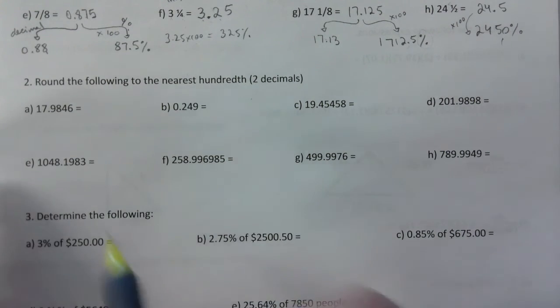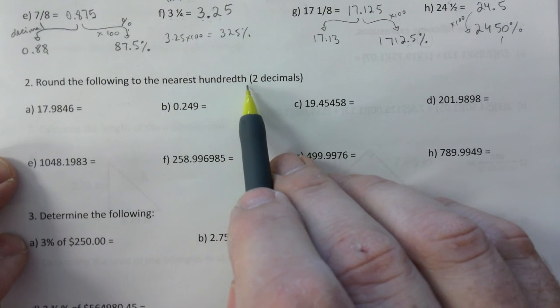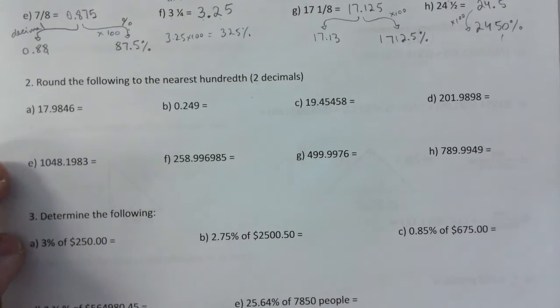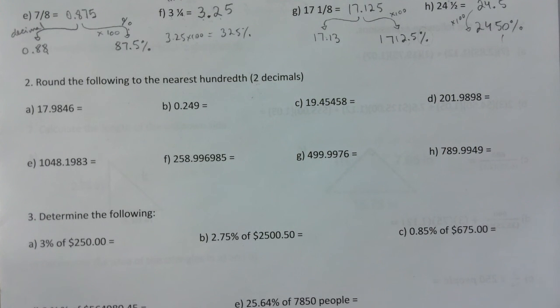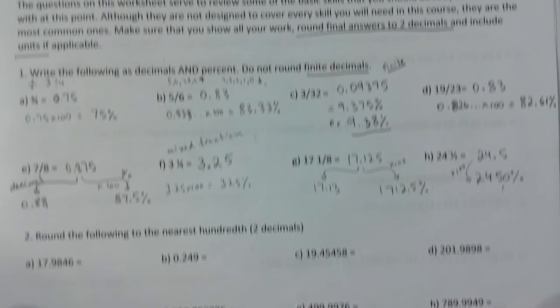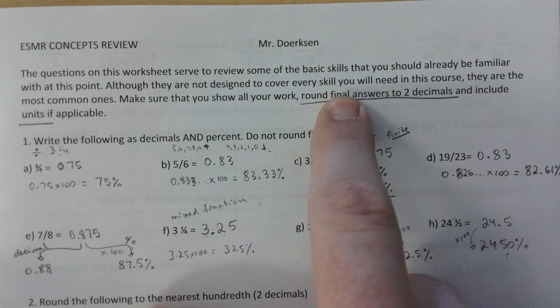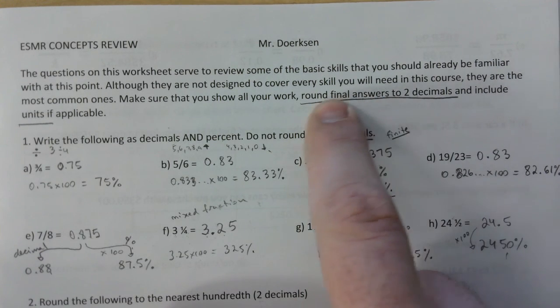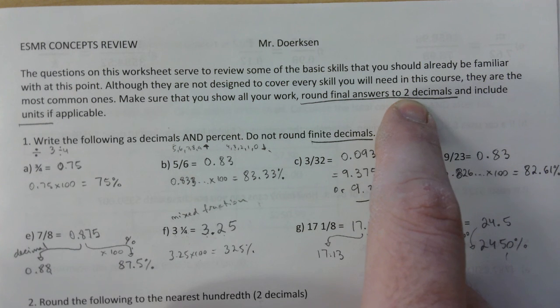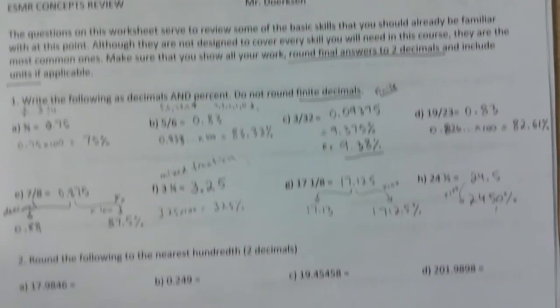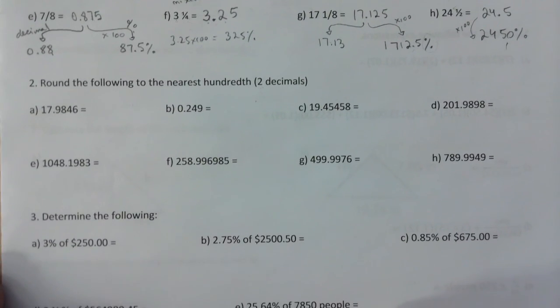Okay. Round the following to the nearest hundredth, and that's a fancy word for 2 decimal places. And if you're ever wondering, what should I round to, right? 2 decimals is my answer. However, let's go back up here where it says the final. I do say final answers round to 2 decimals. And you'll see what I mean. When I do work, I will often not round until the very end. That's when I round to 2 decimals. And you will know what I'm talking about in a bit.